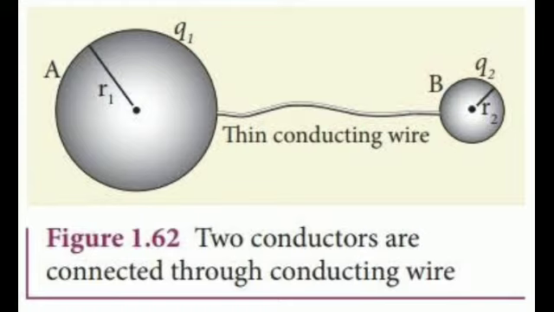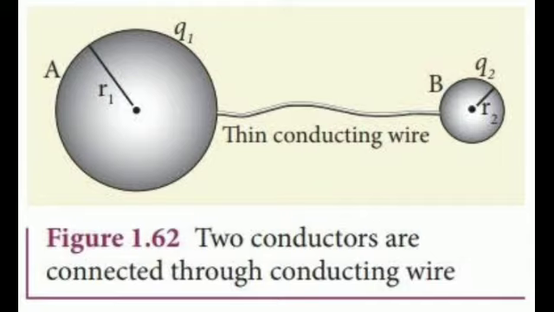Consider two conducting spheres A and B of radii R1 and R2, connected to each other by a thin conducting wire. The distance between the spheres is much greater than the radii of either sphere. If a charge Q is introduced into any one of the spheres, this charge Q is redistributed into both the spheres such that the electrostatic potential is the same in both the spheres.